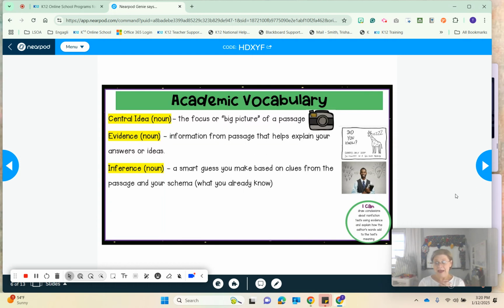Evidence, also a noun. Information from the passage that helps to explain our answers or ideas. And lastly, inference. Inference is a noun. Now, when you're making an inference, when you're inferencing, it would be a verb. Like when you're actively doing it, it is a verb. But as it is, just the definition explaining what an inference is, it is a noun. It is a smart guess that you make based on clues from the passage and your schema. That's your background knowledge. So here we go.